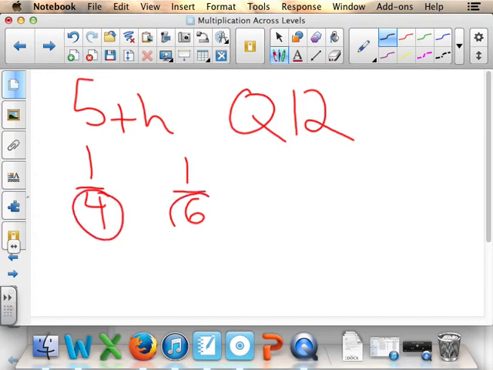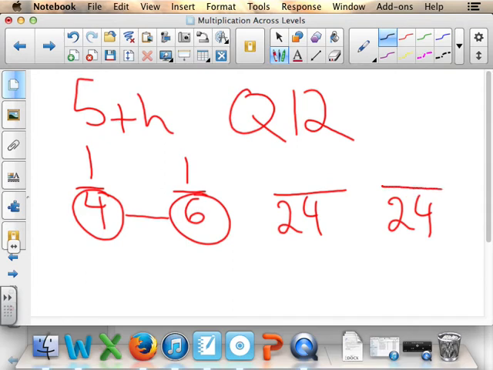Circle the bottom. Circle both denominators. And multiply them by each other. If you multiply them by each other, what would you get? 24. 24 is our new denominator. You see, they can share a denominator if you multiply them by each other to get a new one.